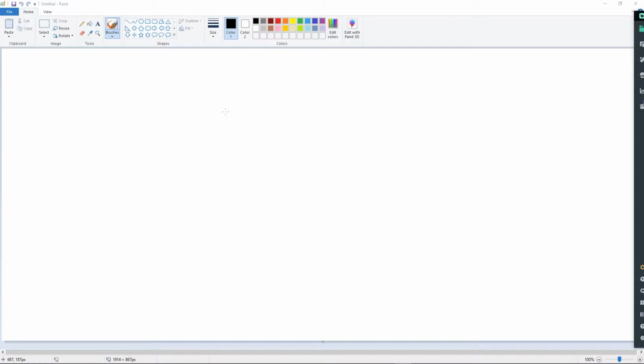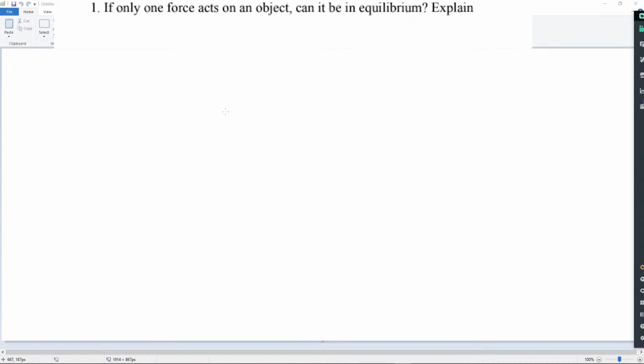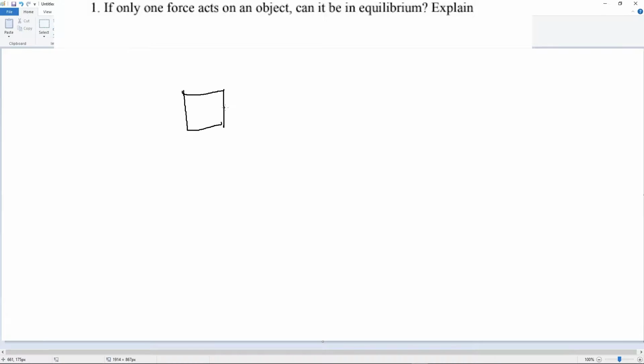Anyways, let's get right into it with question number 1. This is a logic question. If only one force acts on an object, can it be at equilibrium? Explain. Well, worst comes to worst, we can always just make a free body diagram. So let's just say there's one force being applied that way, and no force in the opposite direction, my apologies. As you can see, if there's only one force acting on it, it's non-equilibrium, as there's nothing acting in the other direction. So, no, it cannot be in equilibrium. There's one question down.